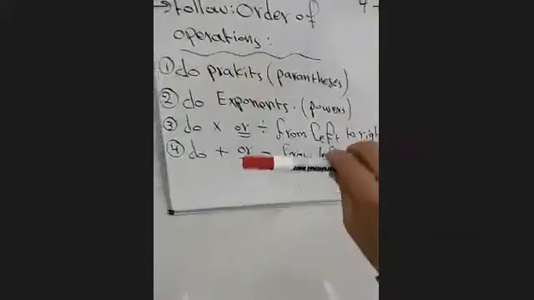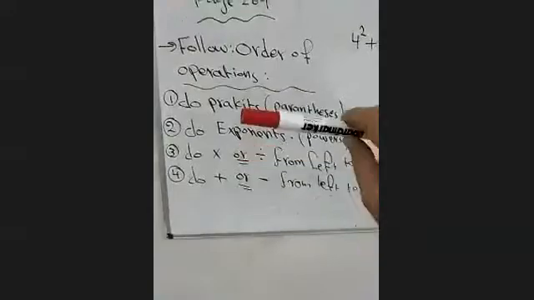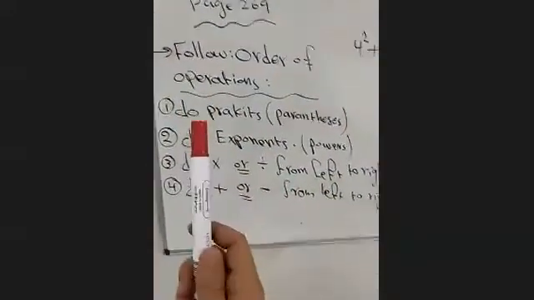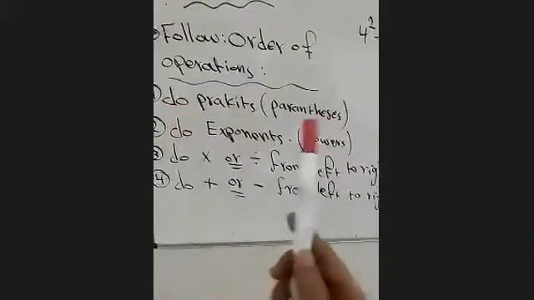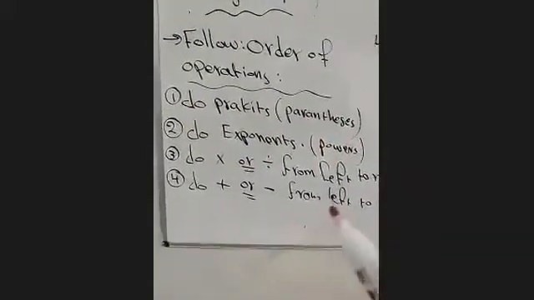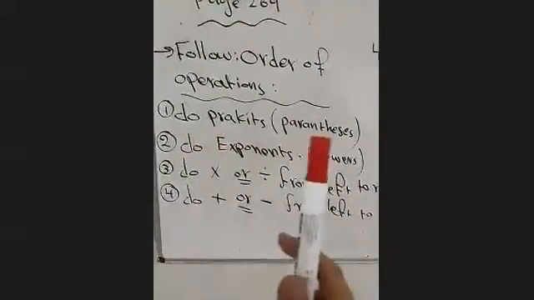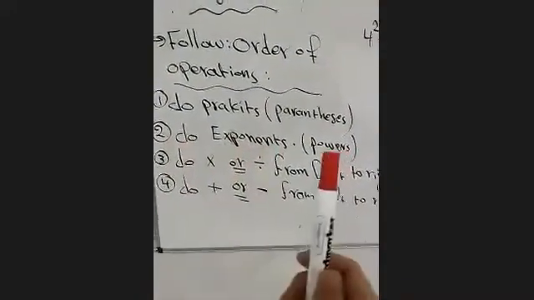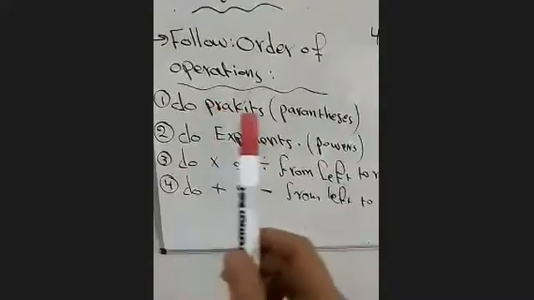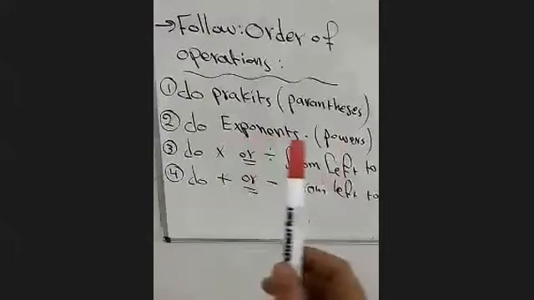Now, in order of operations, we have 4 steps. We need to follow them always in calculating numerical expressions. The first step is to do the brackets, or the parentheses. After we finish with the brackets, we do exponents, powers, which we did in the previous lesson. So first, brackets, parentheses. Second step, exponents.